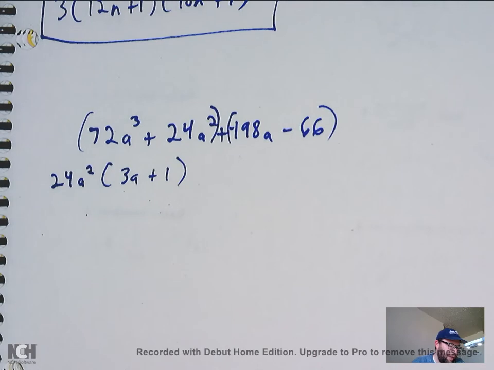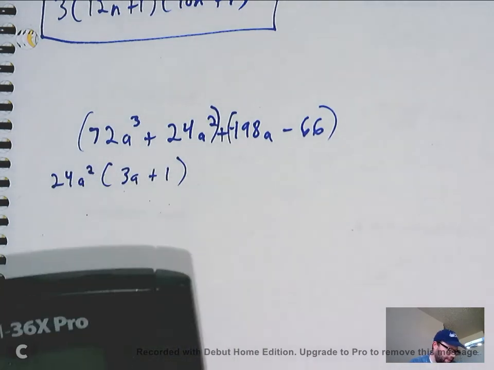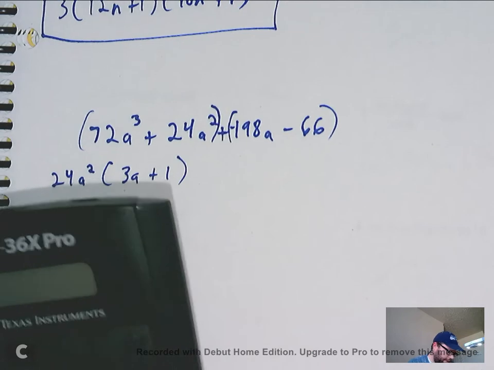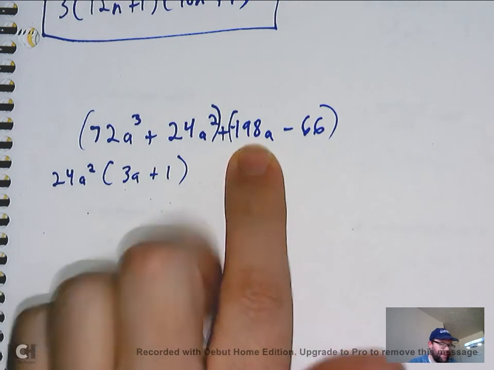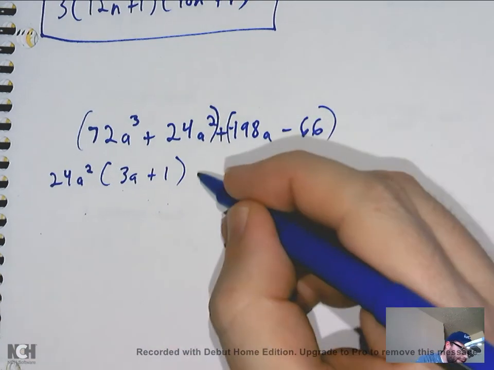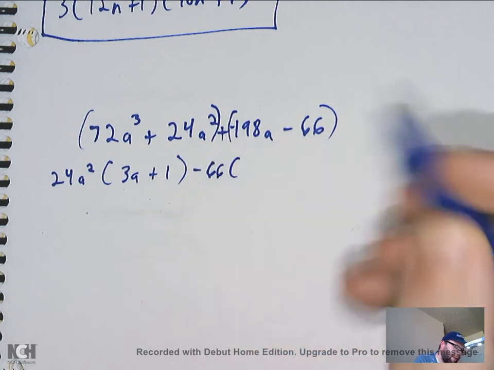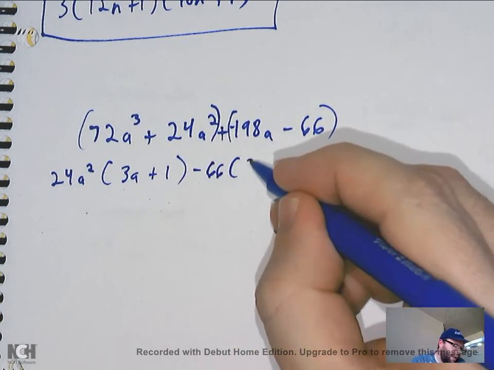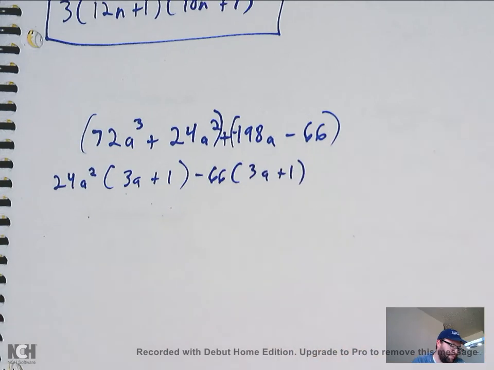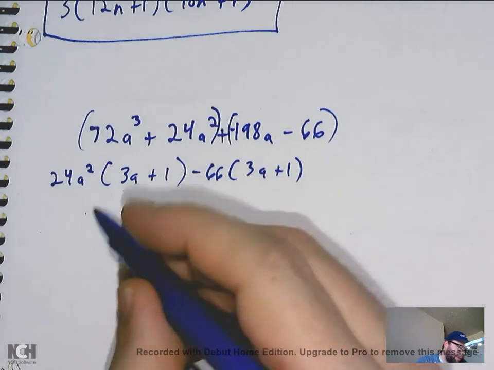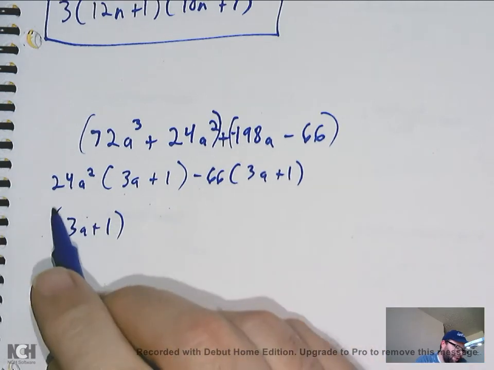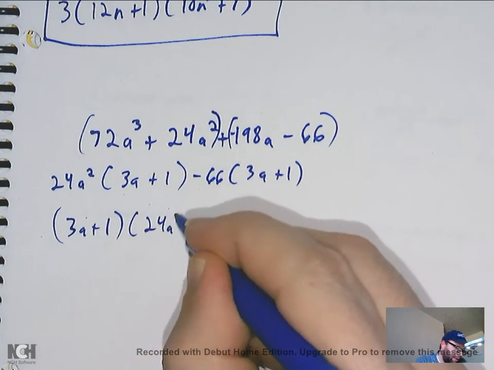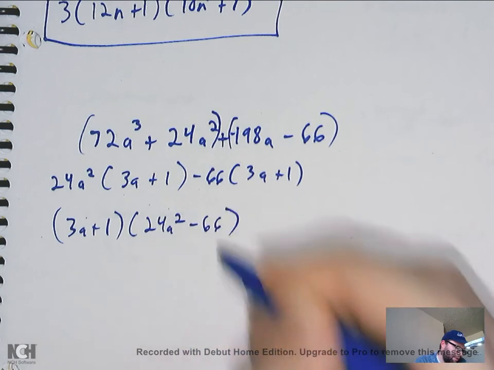Okay, then let's see if 66 goes into negative 198. So negative 198 divided by negative 66 is 3, so it goes into that 3 times. So I can take out a negative 66. So I have minus 66 times 3a plus 1. Okay. All right, so far so good. So then I can factor out the 3a plus 1. So 3a plus 1. And then I'm left with 24a squared minus 66.